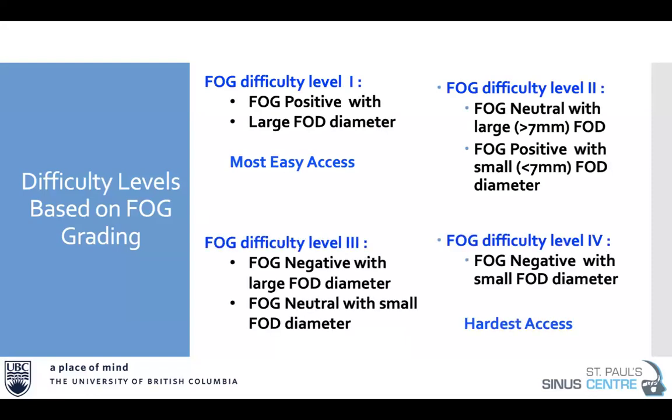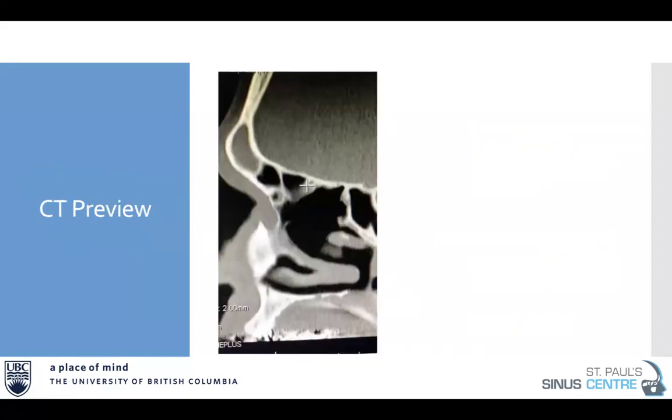So remember, difficulty levels are based on FOD ratings. We've come up with this, most easy to hardest, when it's a FOD negative and the narrowest diameter. So very important. The next phase is to create an AI learning for a quick answer on difficulty level. You would just put it into your app, and the app would tell you the difficulty level, and then you can deal with it.